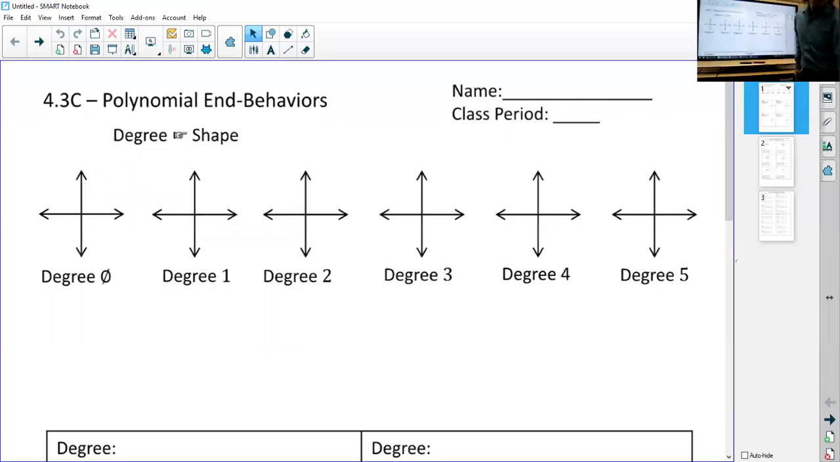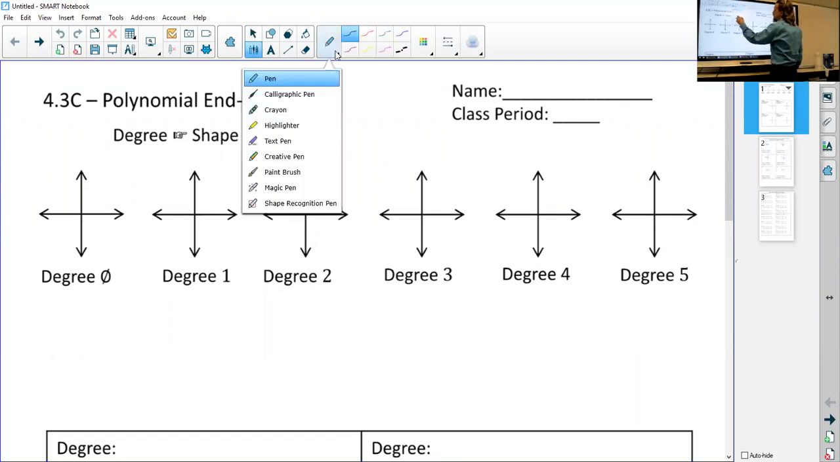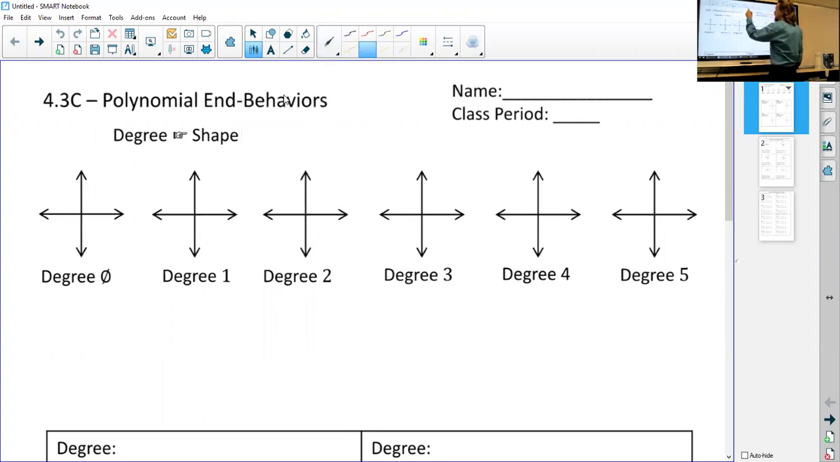Okay, let's take some notes. I'll make sure I keep my copy in. Polynomial end behaviors. So we're looking to see what happens to functions no matter what degree they are. So find my pen here.